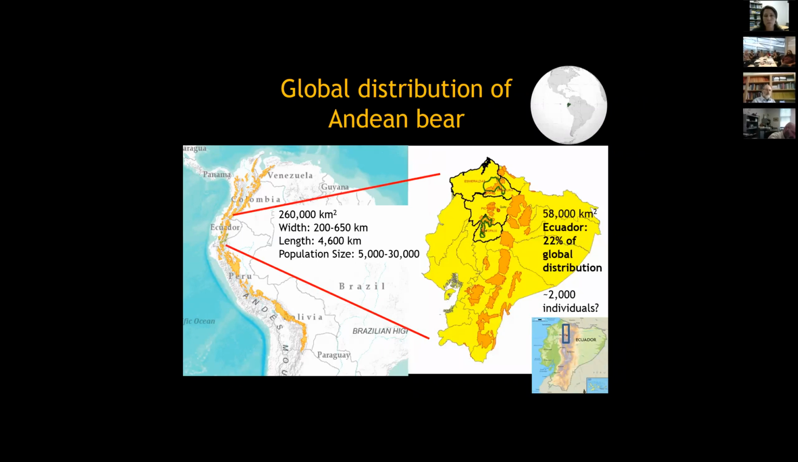Now, if we zoom in to the area of interest, the area that we're working in Ecuador, Ecuador has about 58,000 square kilometers of the habitat within the global distribution, and that's in those areas of orange in the photograph of Ecuador on the right. And this represents 22% of the global distribution of Andean bears. And within this area, there's estimated to be about 2,000 individuals. And that's again a question mark. And I probably should have put a larger question mark at the end of that, because really the number of individuals in Ecuador is really uncertain.